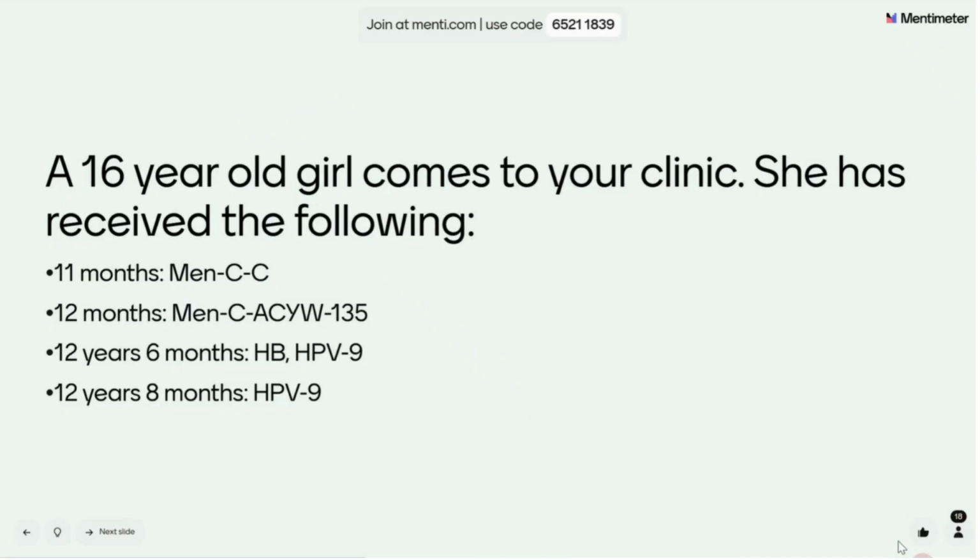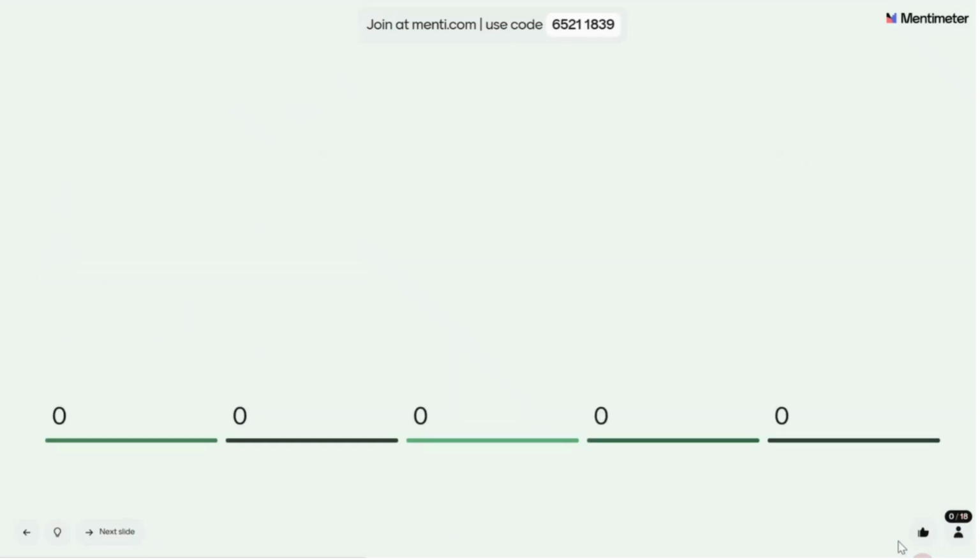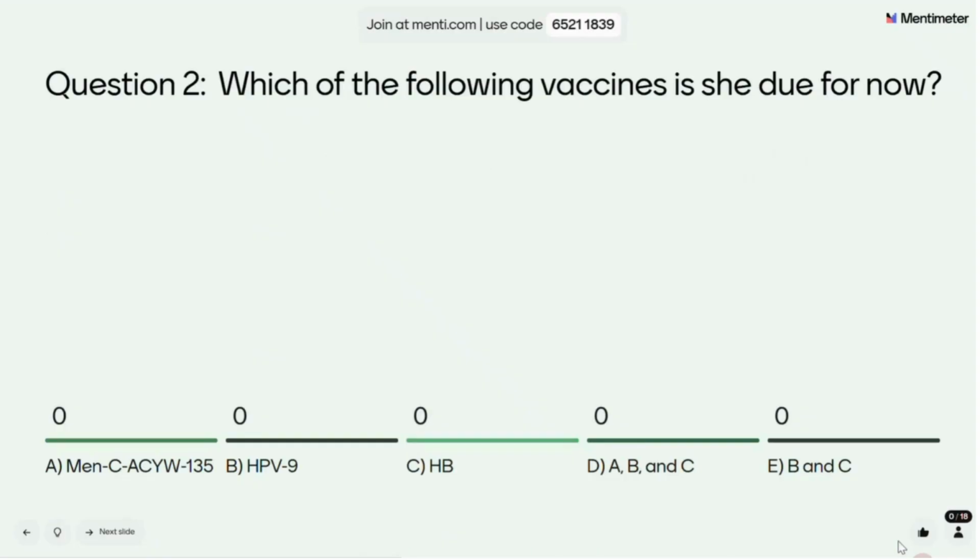So this is a 16-year-old girl who comes to your clinic. She has received the following. So at 11 months, MEN-CC, at 12 months, MEN-CACYW 135, at 12 years and 6 months, Hep B and HPV 9, and at 12 years and 8 months, HPV 9. So which of the following vaccines is she due for now? Your choices are A, MEN-CACYW, B, HPV 9, C, Hep B, D, which is all 3 of those, or E, just B and C.